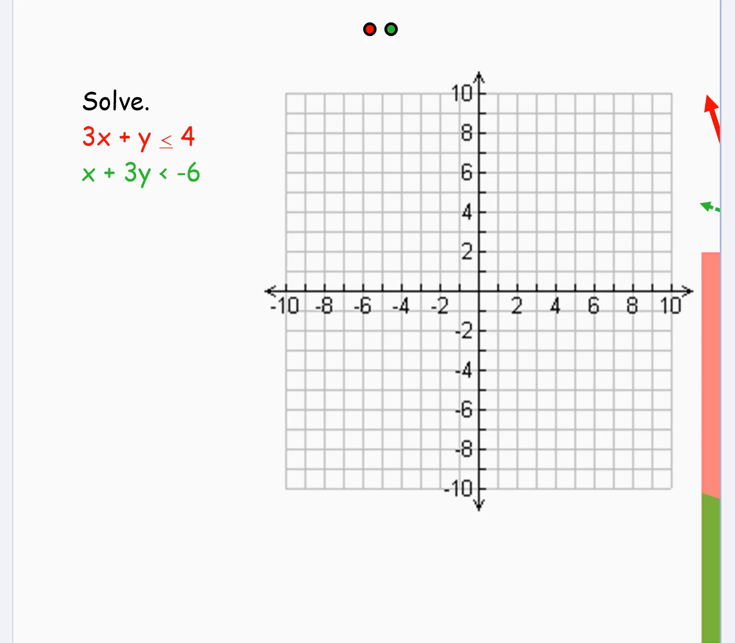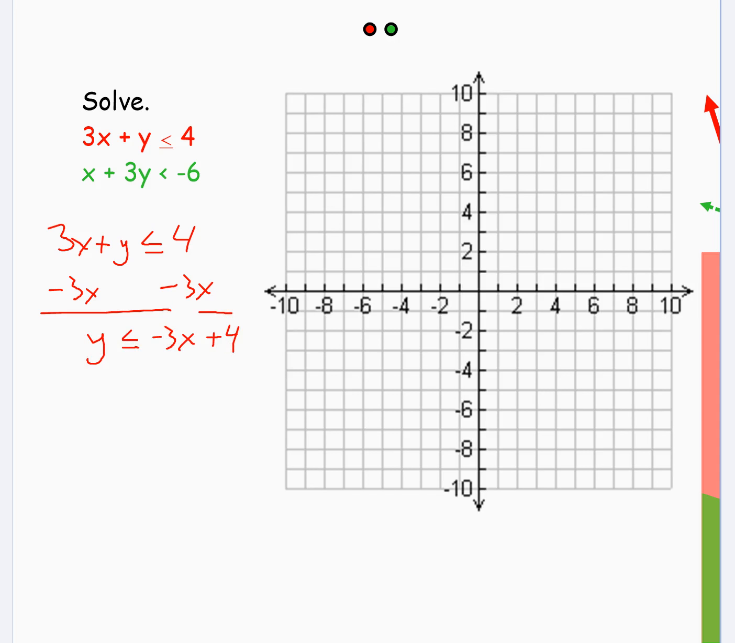So we'll go ahead and take a look at this example. We want to solve 3x plus y is less than or equal to 4 and x plus 3y is less than negative 6. And so what we need to do first of all for each of them is we want to put them in slope-intercept form so we can easily graph them. So we'll take 3x plus y is less than or equal to 4, and we'll subtract 3x from both sides. And that gives us y is less than or equal to negative 3x plus 4.